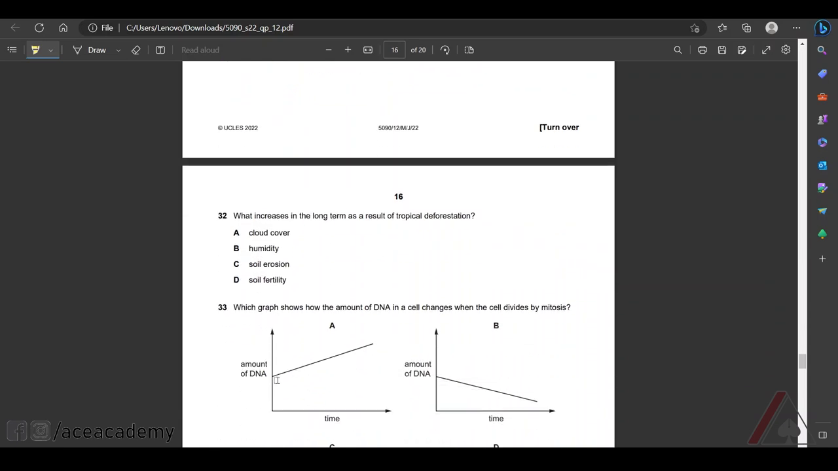Now, on to number 32. What increases in the long term as a result of tropical deforestation? So option A says cloud cover.